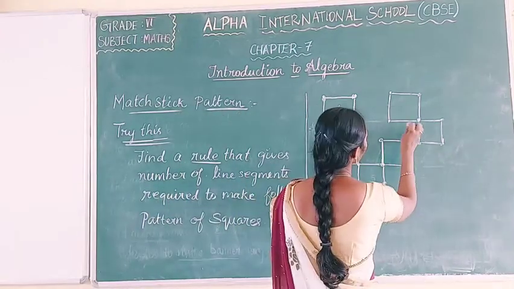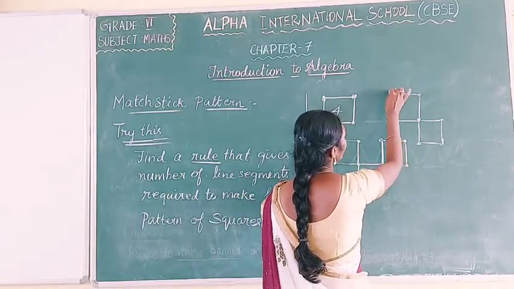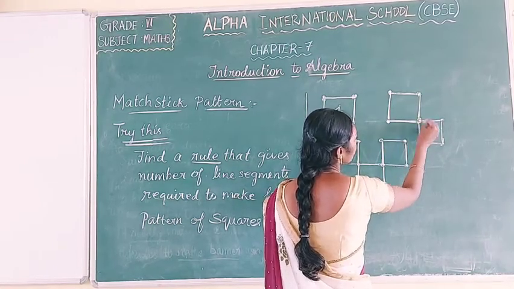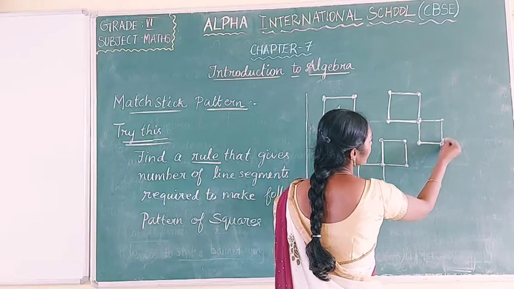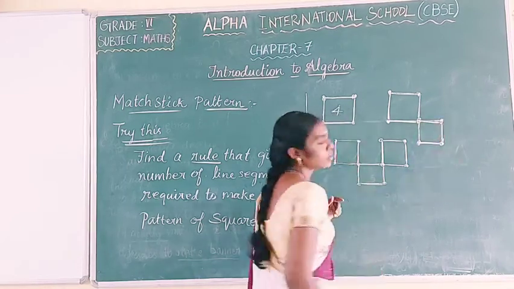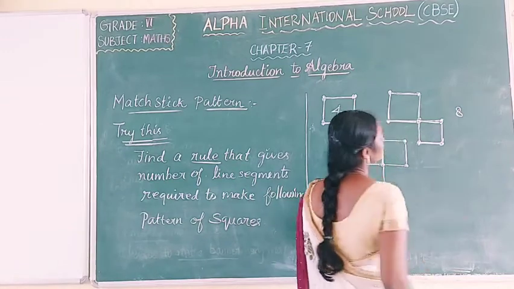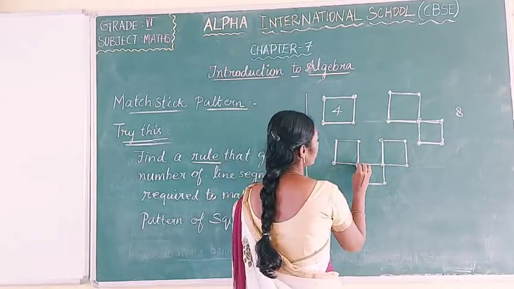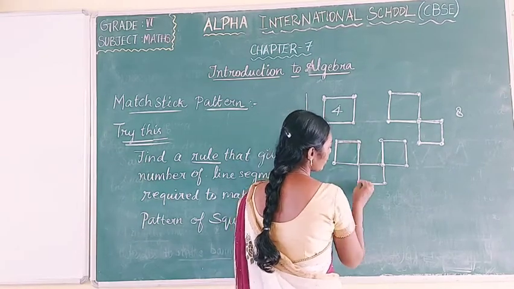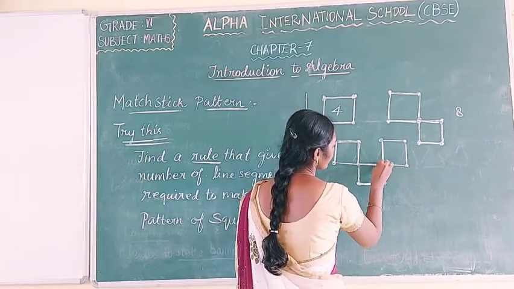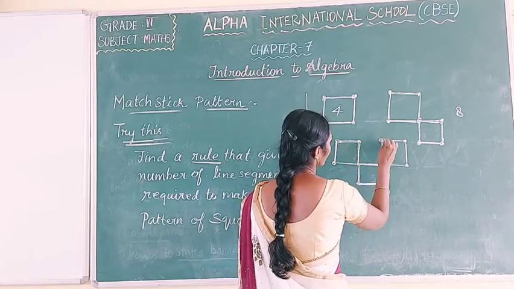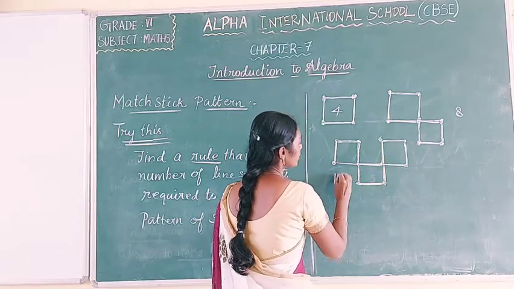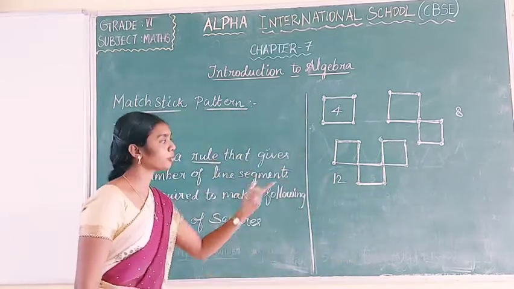Here, how many? See here. 1, 2, 3, 4, 5, 6, 7, 8. So totally 8 line segments are used to make 2 squares. See here, 1, 2, 3, 4, 5, 6, 7, 8, 9, 10, 11, 12. So totally 12 line segments are used to make 3 squares.